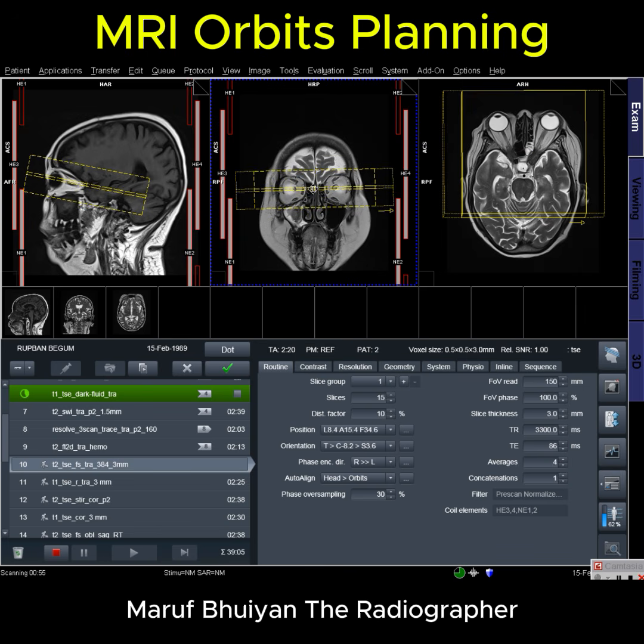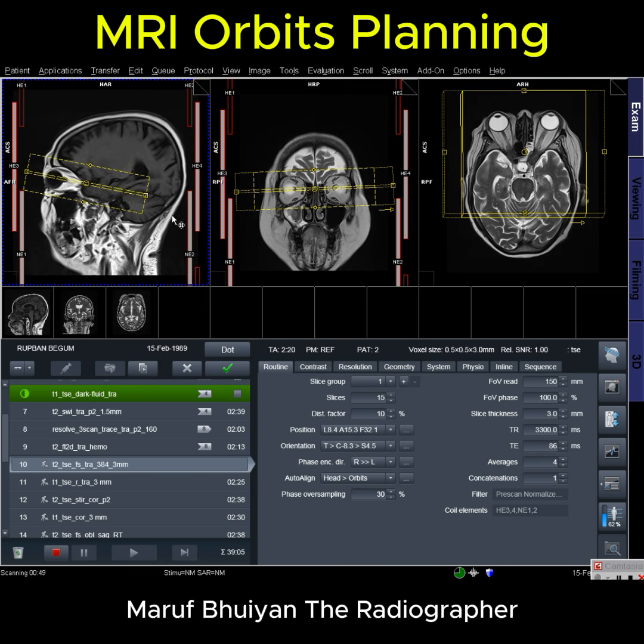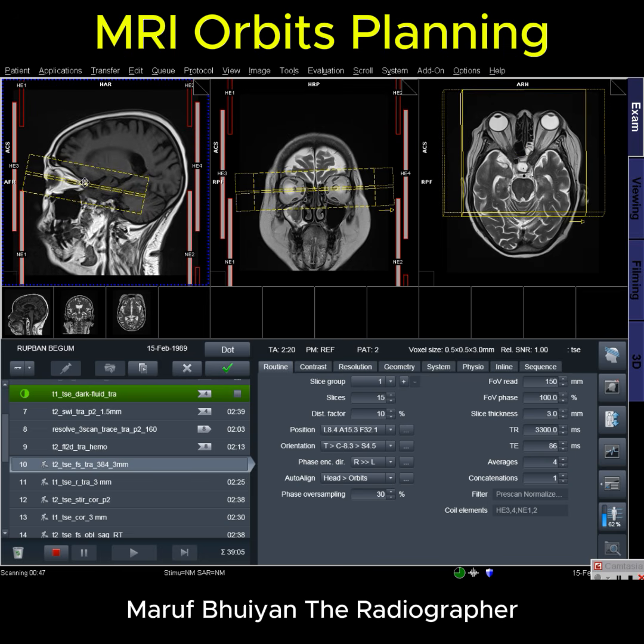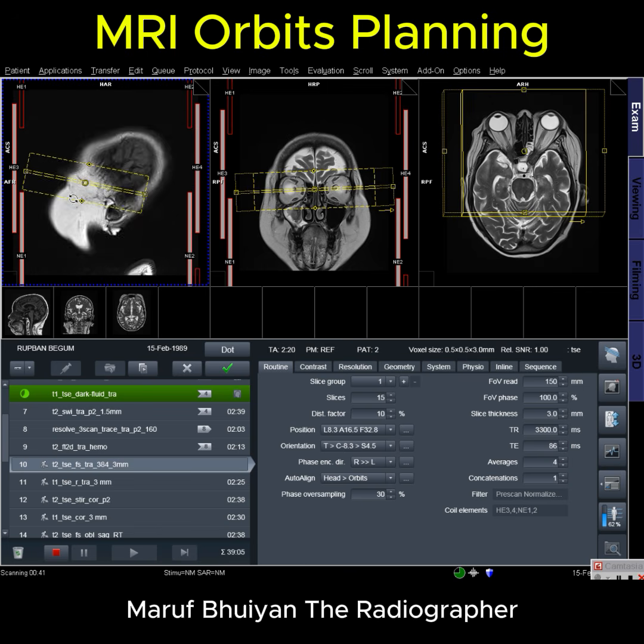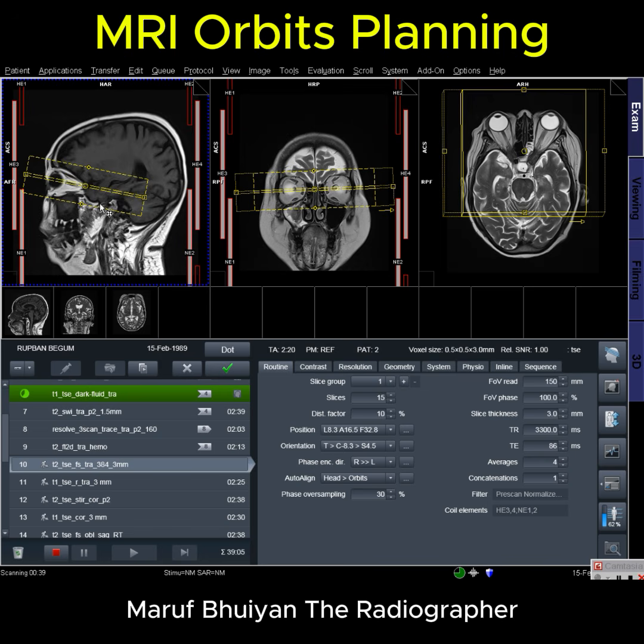For transverse orbit planning, use the sagittal and coronal image. Plan the positioning block over the sagittal image over the orbit and angle the slices so that the slices are parallel to the optic nerve.